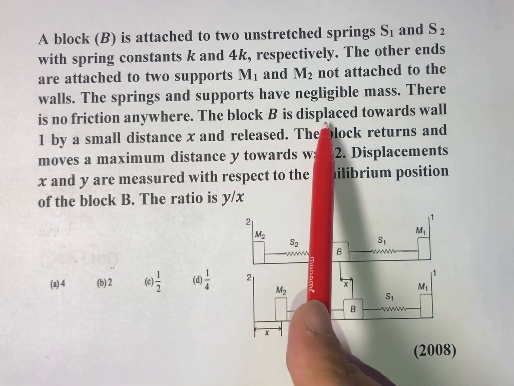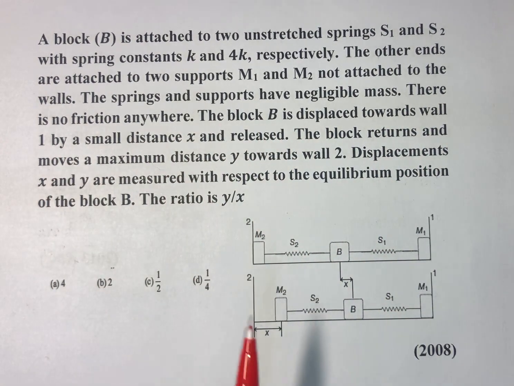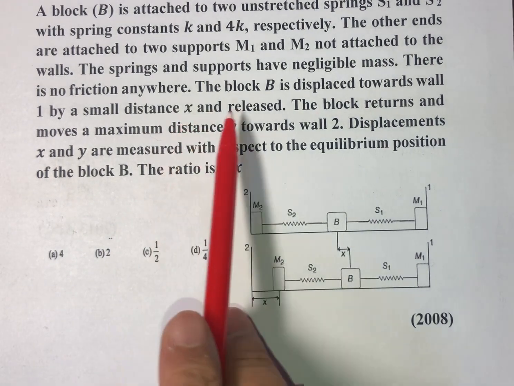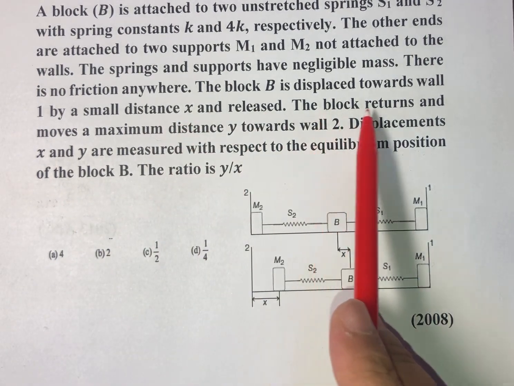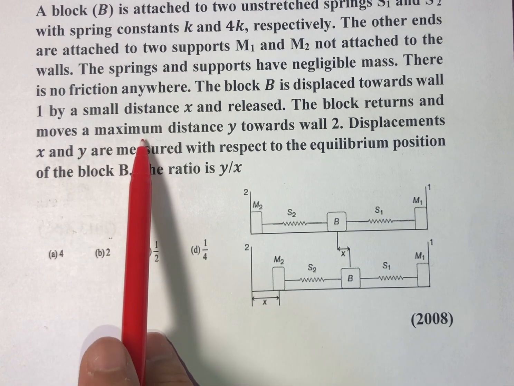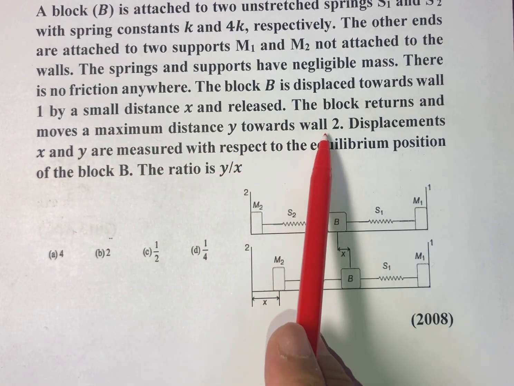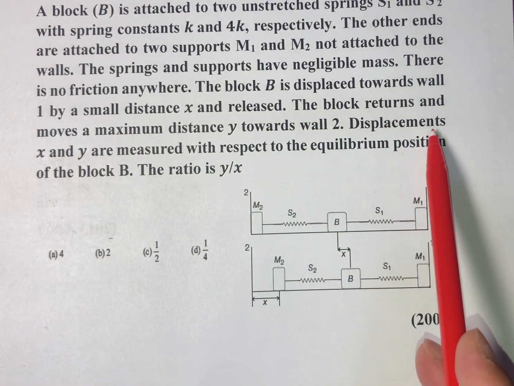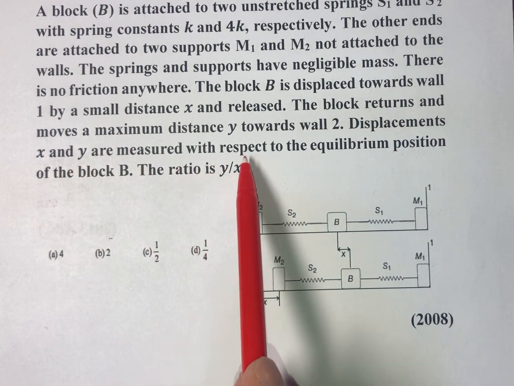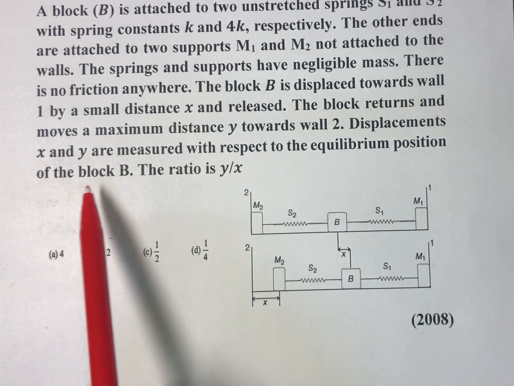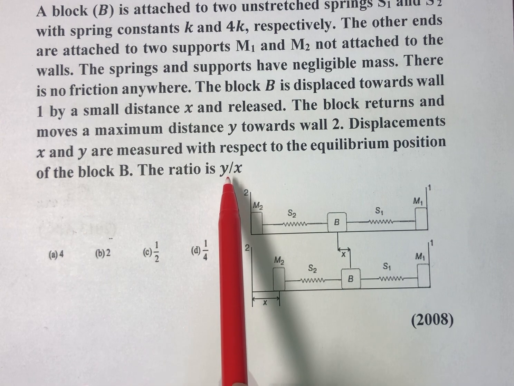The block B is displaced toward wall 1 by a small distance x and released. The block returns and moves a maximum distance y towards wall 2. Displacements x and y are measured with respect to the equilibrium position of block B. The ratio of y upon x.